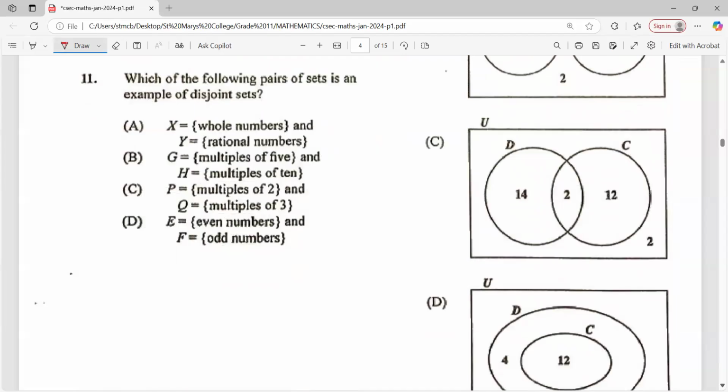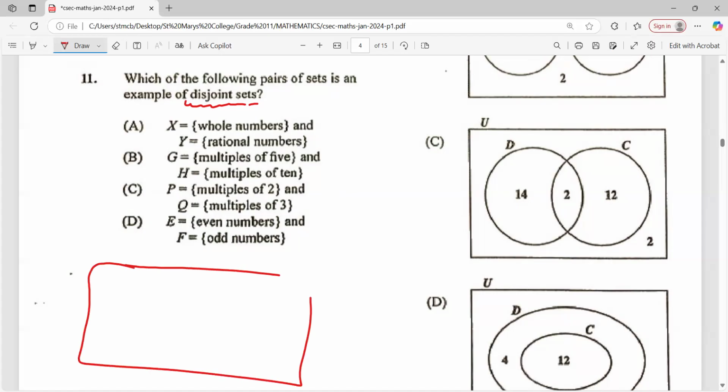Which of the following pairs of sets is an example of a disjoint set? Before we can look at the answer, we need to know what a disjoint set is. A disjoint set means that there's no element that is common. So that means you over there, me over here, so there's no intersection.